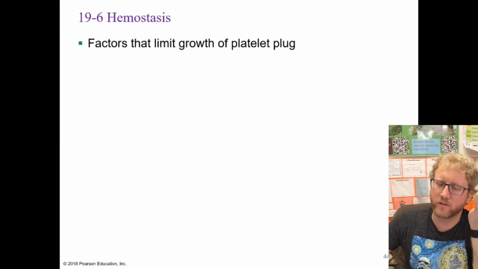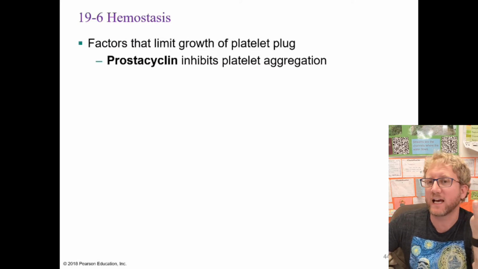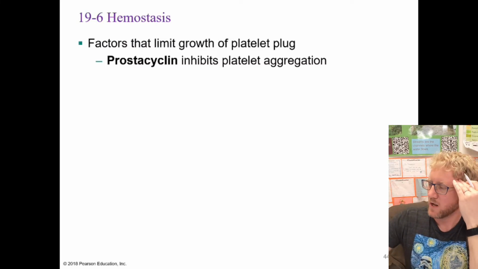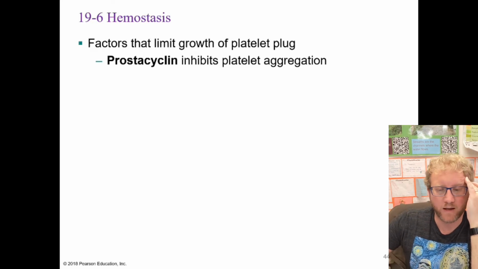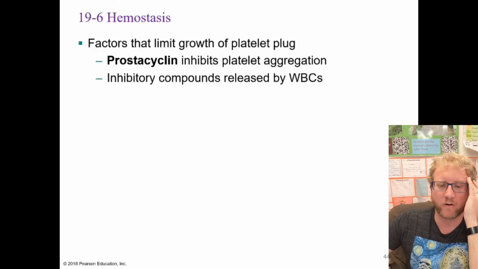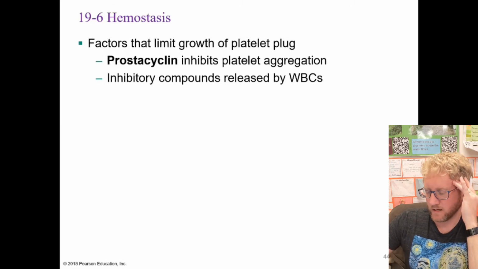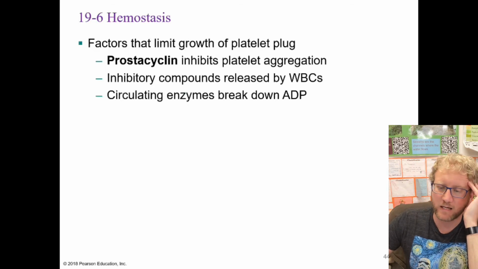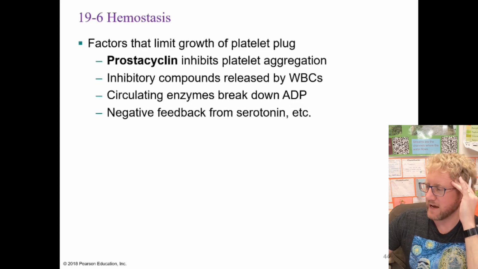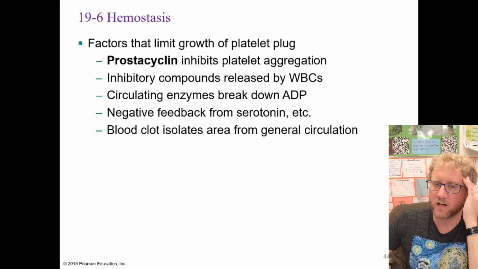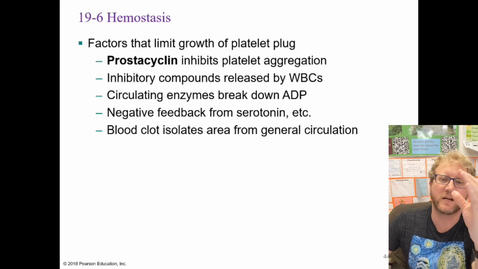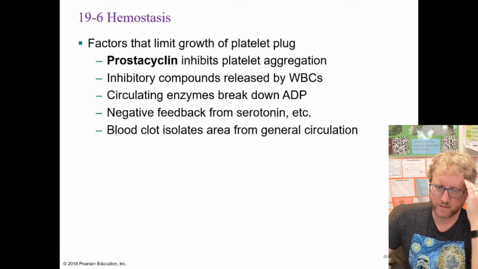Now, things that limit the growth of the plug. It does happen naturally. Sometimes you don't necessarily want these to occur. We have different hormones that inhibit aggregation. White blood cells will stop the platelet plugging process. Enzymes break down ADP, which is going to slow it down. Negative feedbacks and the blood clot isolates the area from general circulation, basically meaning the clot is going to close the area off.